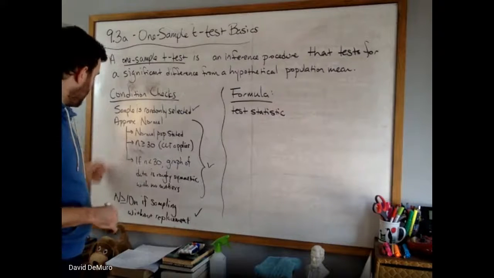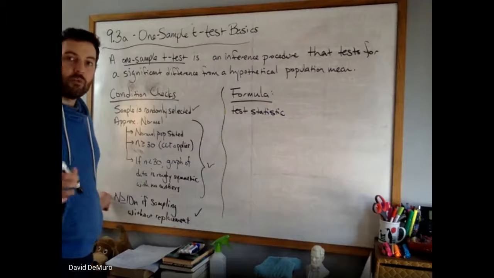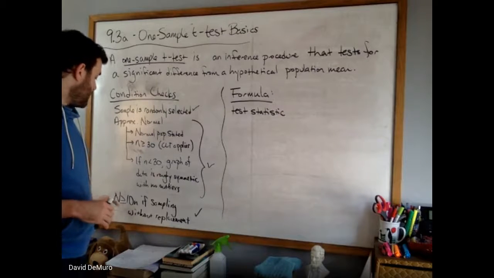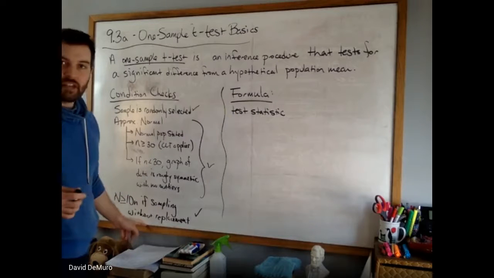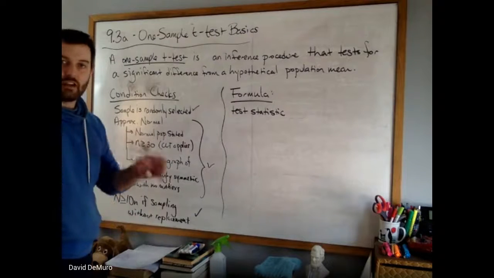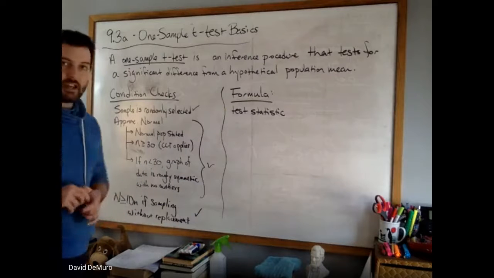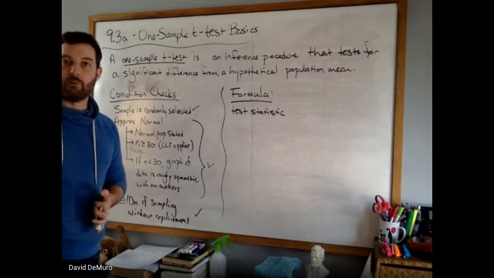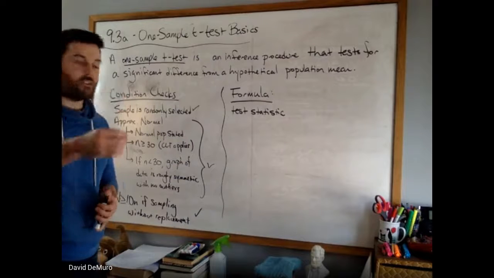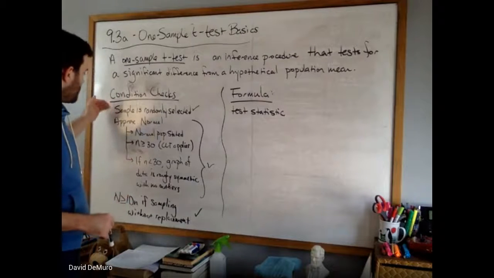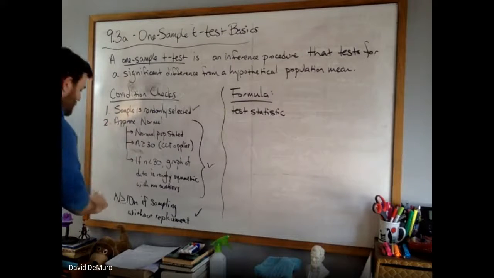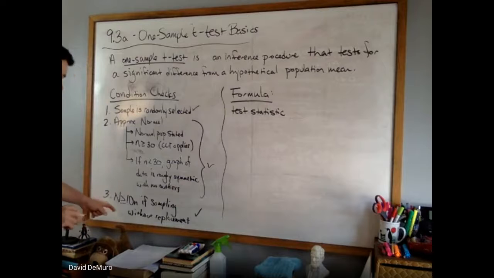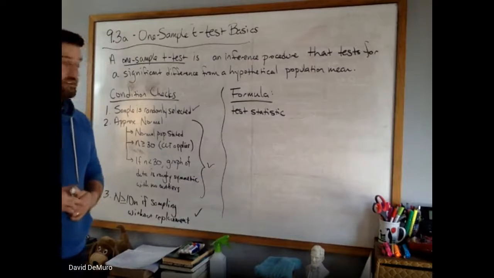And then finally, if you're sampling without replacement from the population, you need the population to be at least 10 times your sample size. You don't have to check that in an experiment if you're randomly assigning to treatment groups, but you do have to check that if you're taking an SRS from a population without replacing those individuals back in. So as long as those three conditions are met, your random sample, your approximately normal condition, and your population size check, then you're good to go on your test.